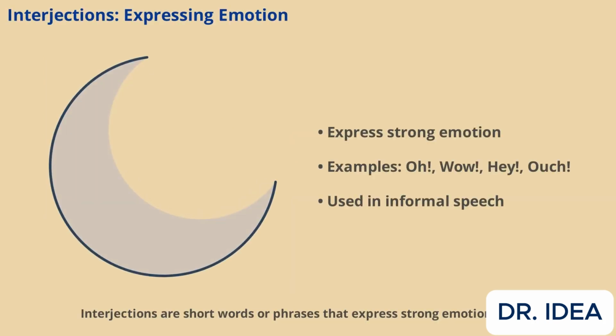Interjections are short words or phrases that express strong emotion. Examples include oh, wow, hey, and ouch. They are often used in informal conversation and usually stand alone or at the beginning of a sentence. Interjections add feeling and energy to your speech. Let's see how they work in real life.